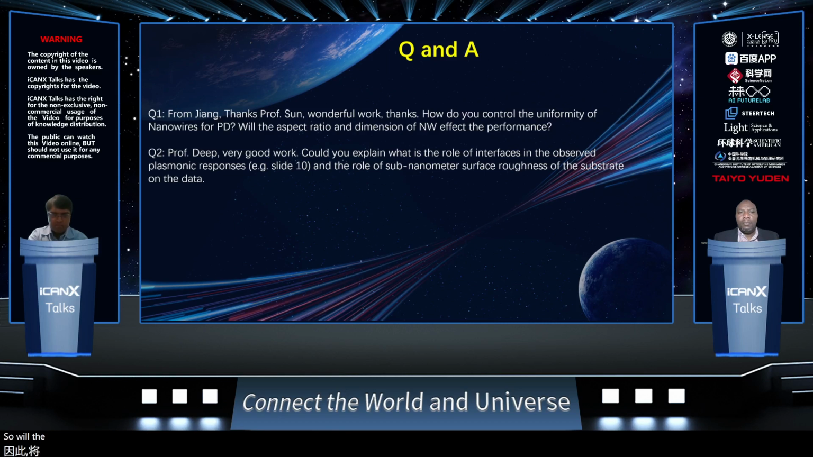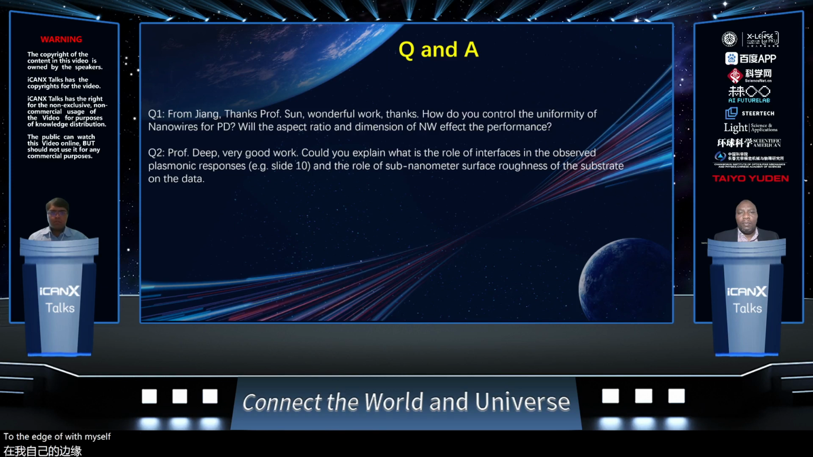So will the aspect ratio and dimension of the nanowire affect the performance? Definitely. This is very important, and especially what we learned is that even on the same wafer, when we change the growth temperatures, the density of nanowires will change from the middle of the wafer across to the edge. So basically, the uniformity, the aspect ratio, the height and the dimension of the nanowires will be slightly changed, even from the center of the wafer to the edge of the wafer.